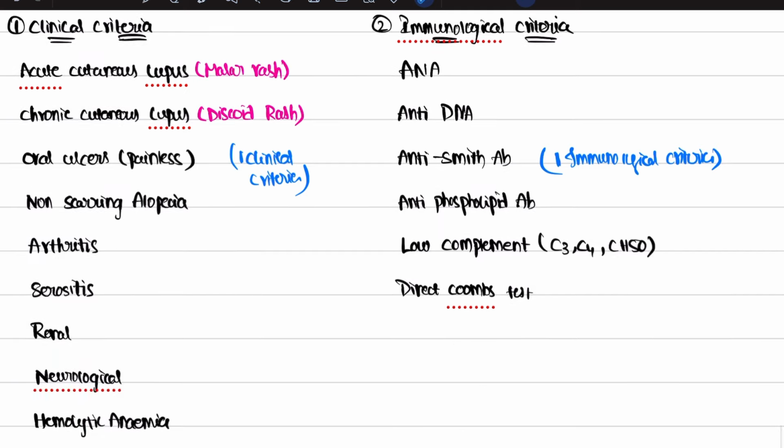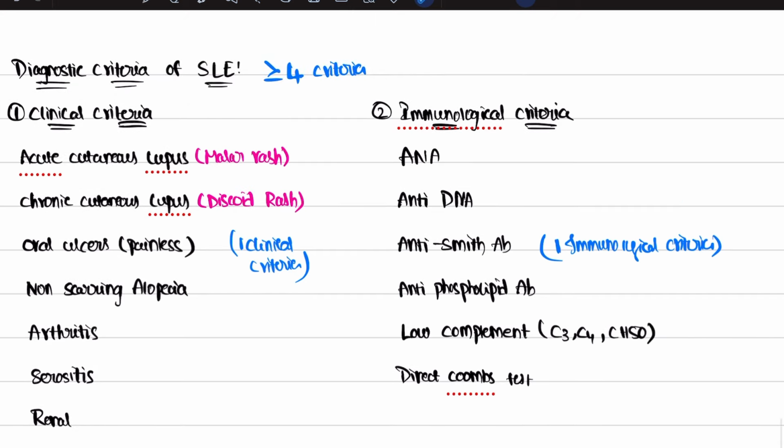In clinical criteria, there are many things. Suppose a patient has malar rash, oral ulcers, and non-scarring alopecia, so we have 3 in clinical criteria, and we need at least one of them in the immunological criteria. If we do an antibody test and the patient has anti-Smith antibody, or anti-DNA antibody, or ANA, then with one present here and 3 from the clinical side, it totals 4. So we can say the patient is suffering from SLE.